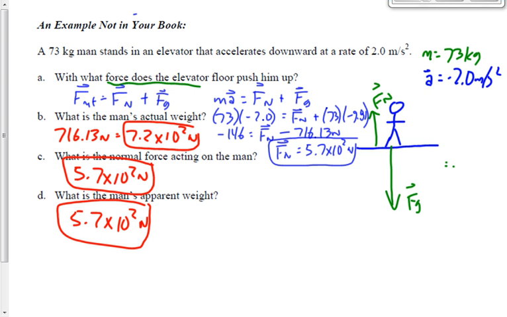So although it looks like there's a lot of work to do in this question, there really isn't. There's one free body diagram to draw. Solve for the normal force, and we're pretty much done. Okay, I gave you a chance to copy that out here now if you haven't already.